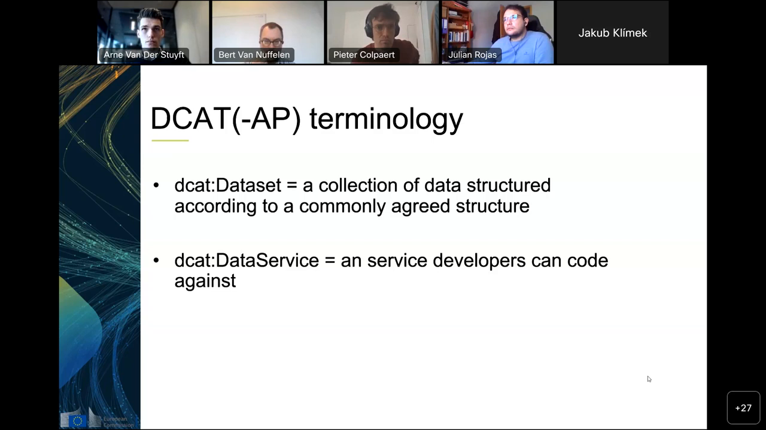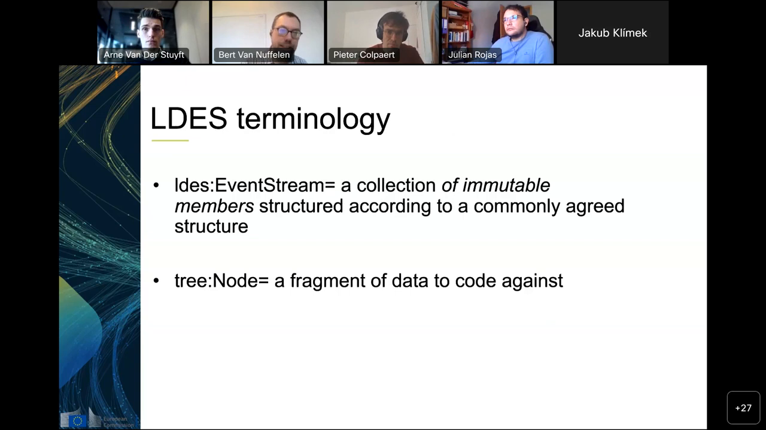On the next slide, we have the LDES terminology. We have the LDES event stream. As Peter explained in the beginning, this is a collection of immutable members structured according to some agreed structure. So this matches very well on the dataset notion, and that's the reason why Peter mentioned it. You can see this as a subclass of DCAT dataset.